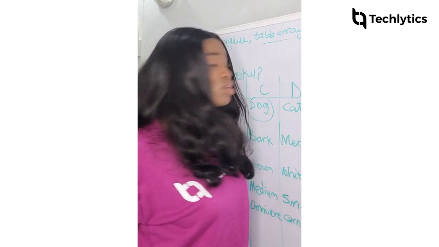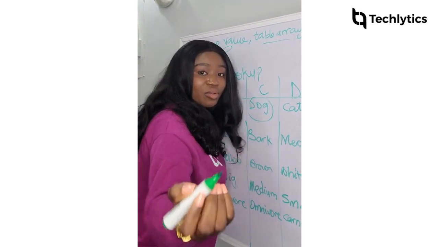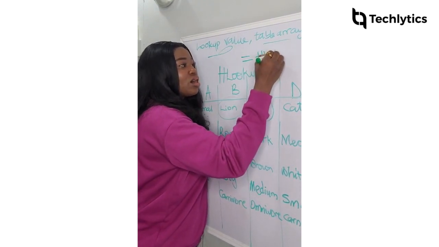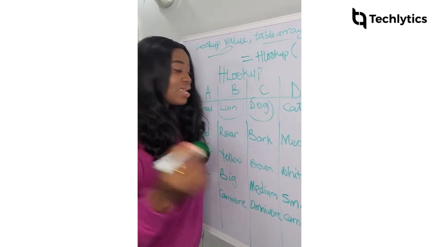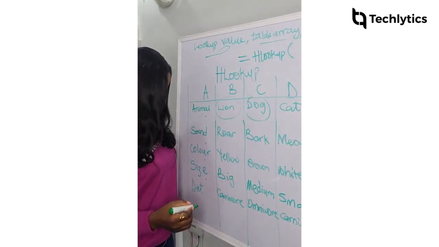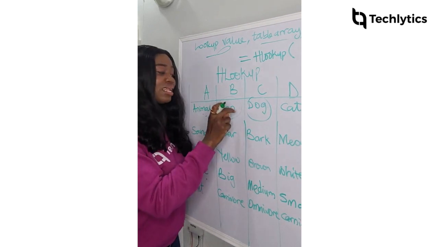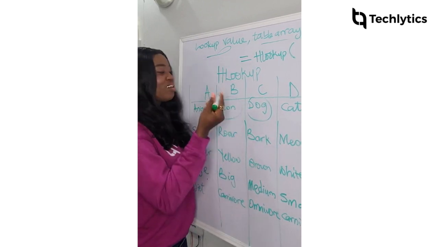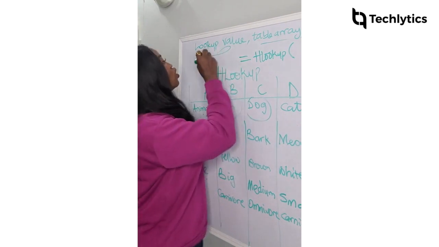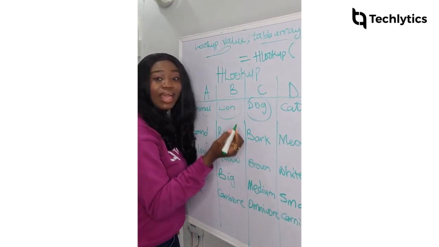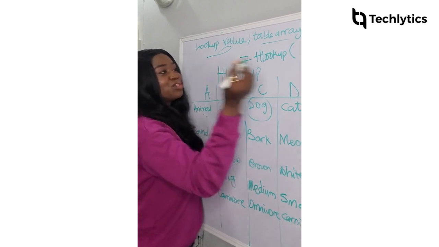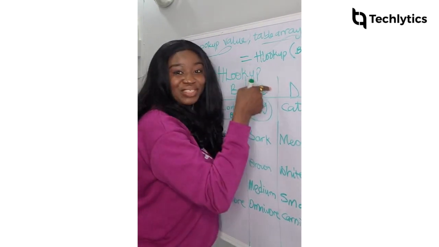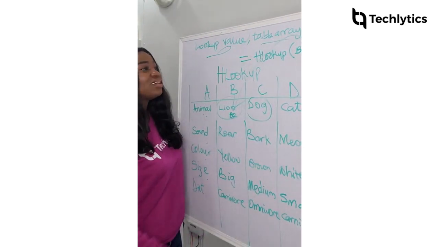So let's plug in our HLOOKUP and see how it will look. I'll call the function, equal to HLOOKUP, and I want to know the sound that a lion makes. So let's assume this is our Excel interface, and lion is in cell B2. So my lookup value is lion, and I'm just going to reference B2. That is my lookup value.